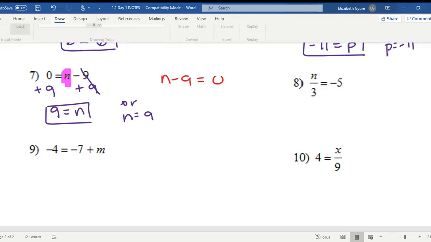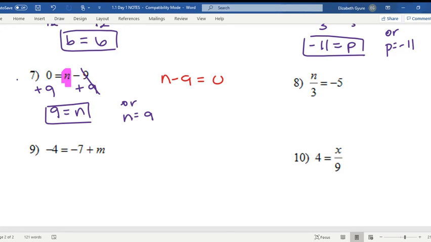All right, number 8. Number 8, we have n divided by 3 equals negative 5. That fraction, right? I didn't say n over 3. I said n divided by 3 because a fraction bar technically means division. So what's the opposite of dividing? Multiplying. So what we're going to do is multiply both sides by 3. Your 3's are going to cancel, and you're going to have just n on the left.